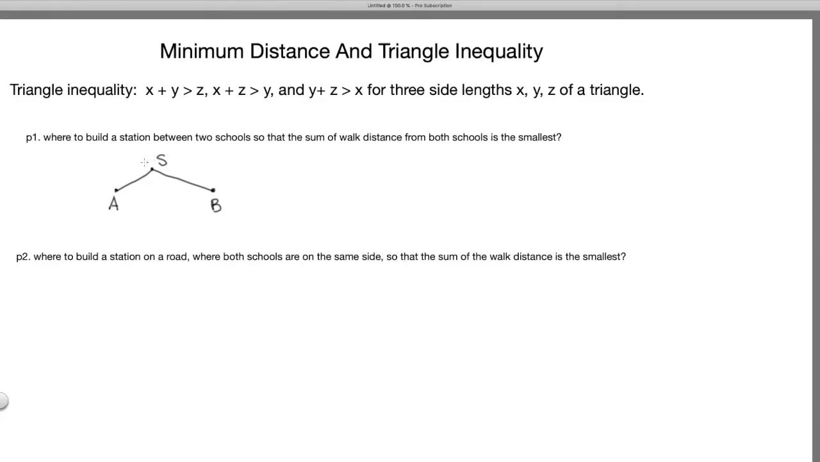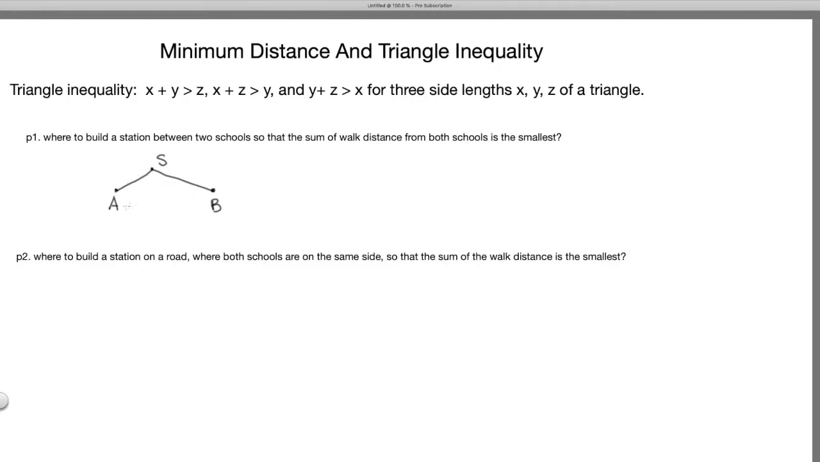Other than that, S is going to be around A and B, there's no other restrictions. And this is going to be the difference between this problem and the next problem, which we'll look at later. For now, there's no limitation where the station can be.